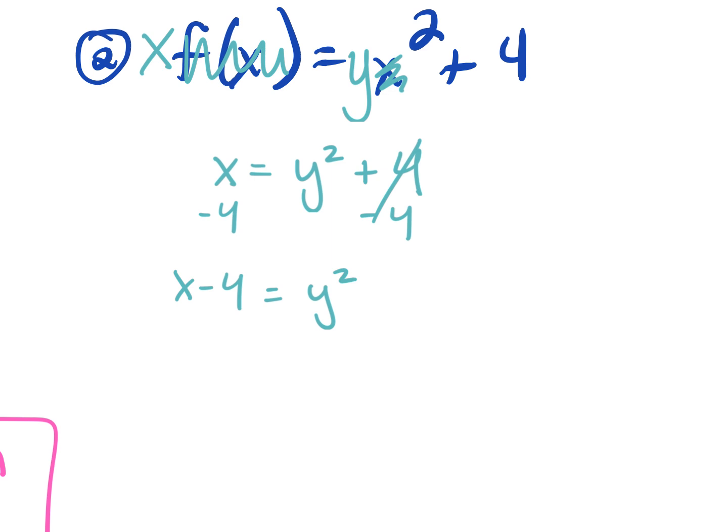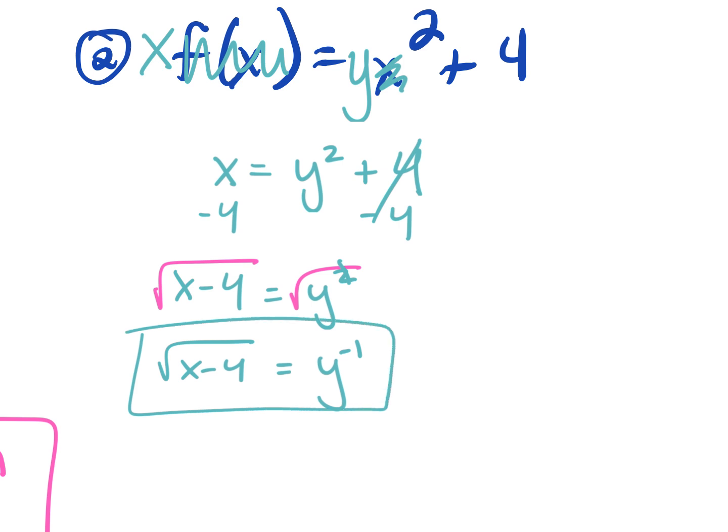How do we get rid of the squared? Square root both sides. So we have the square root of x minus 4 equals y. Now that our y is all by itself, we just need to name it as the inverse. So we're going to put the little -1 on it. So this is our answer.